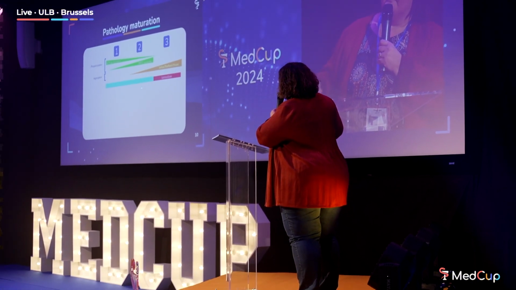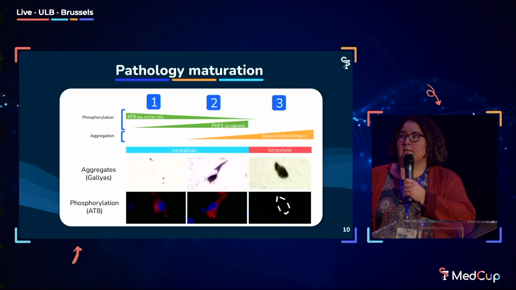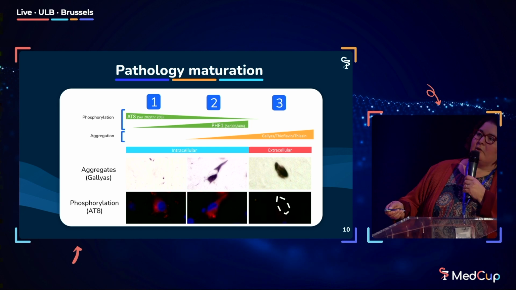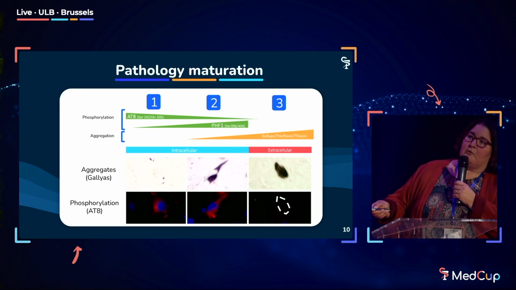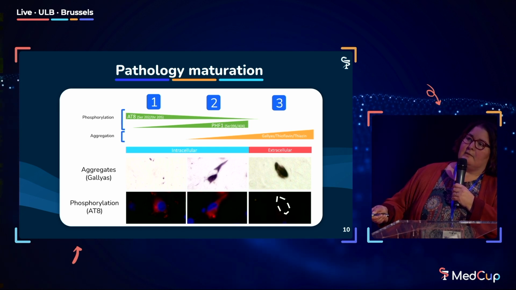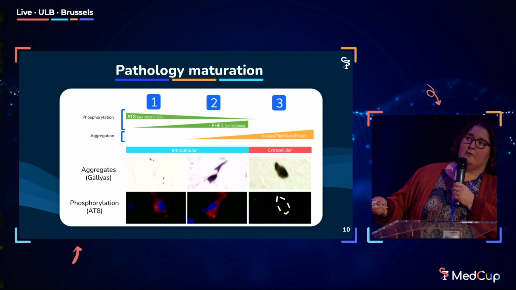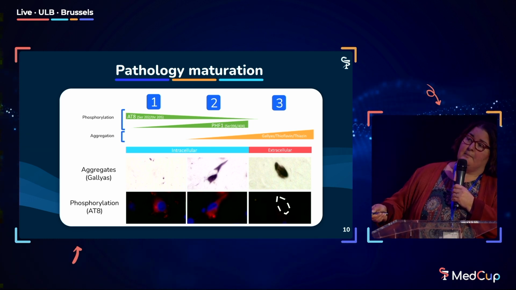Next. And thus stages 1 and 2 are found inside the cell. Stage 3 is extracellular. Next. Here we do not see the pictures clearly, but in these pictures we have no aggregates, but we can detect phosphorylated tau in the cell bodies. It's stage 1, thus with the pretangles.